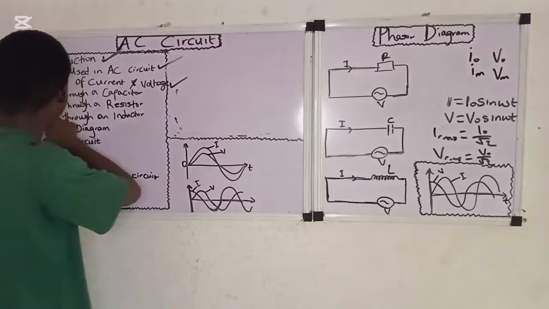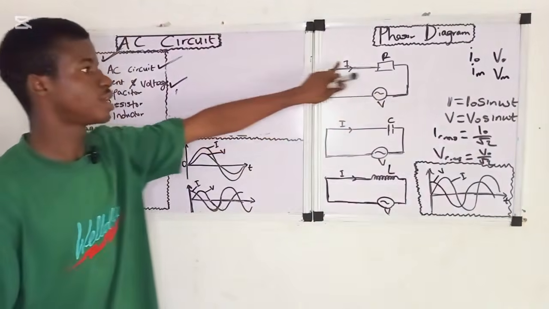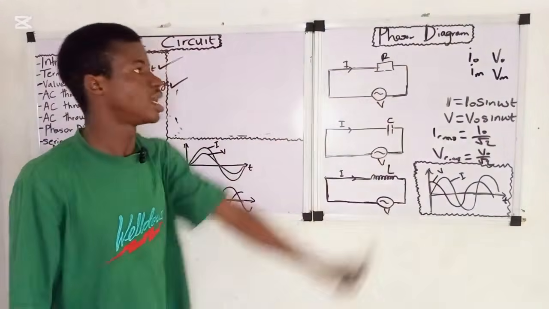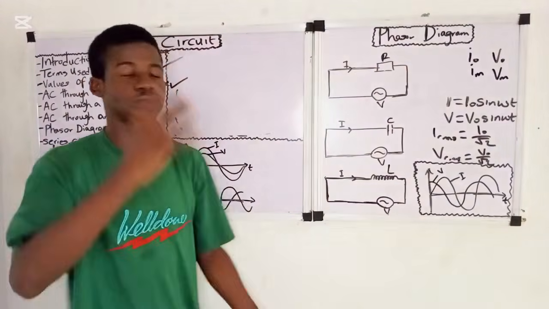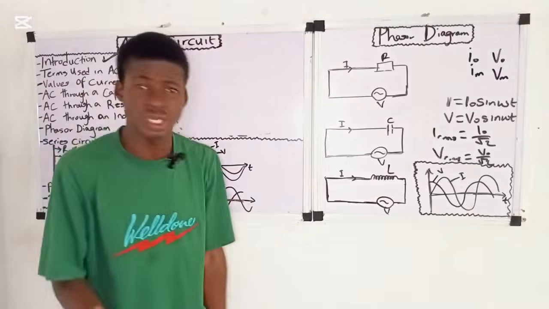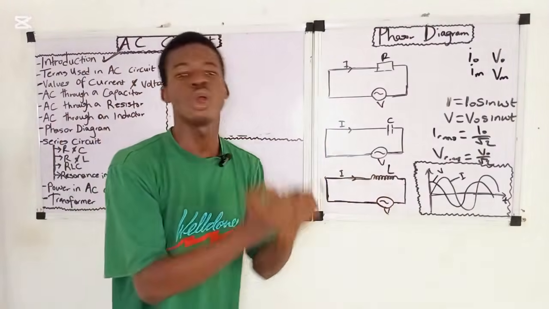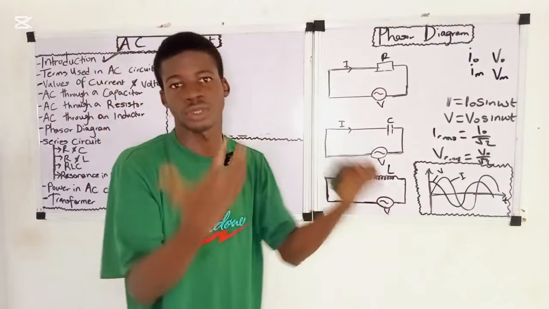Now, AC through a resistor. Look at it. The source produces the current. Current flows through the resistor, right? Yes. So the resistor produces resistance that opposes the current, right? Now, what is resistance? Resistance is the opposition to flow of current through a conductor, right?